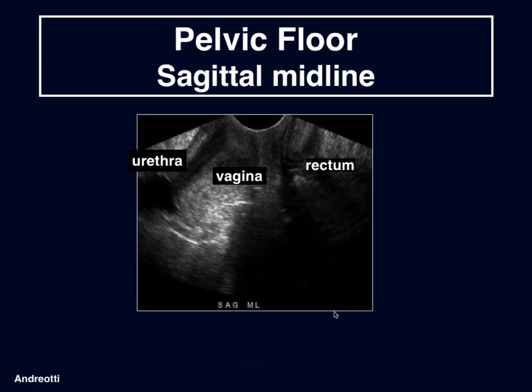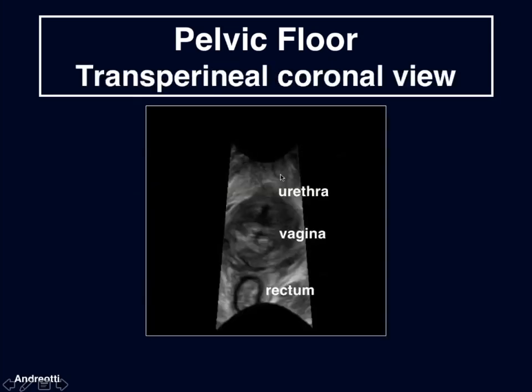Then we can also use ultrasound to look at the pelvic floor and see the normal anatomy of the pelvic floor with the relationship of the urethra, vagina, and rectum here in the sagittal plane, with the urethra, the vagina, and the rectum.